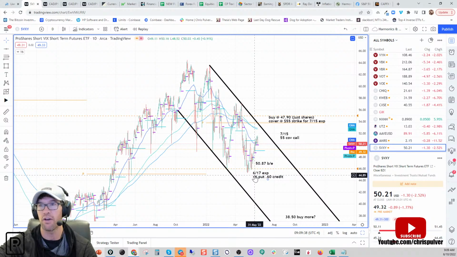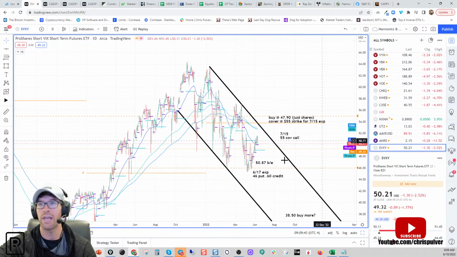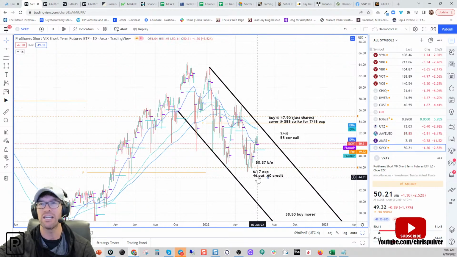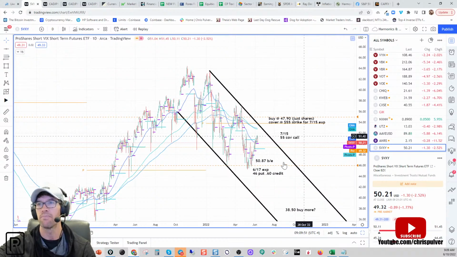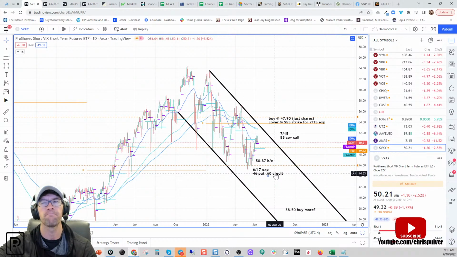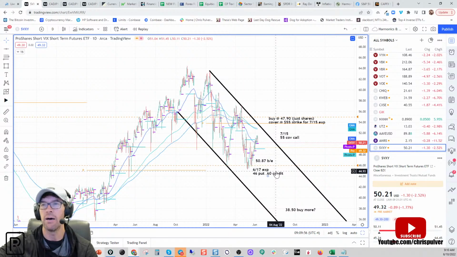I'd own the shares at 45.40, which is at a fresh low. Probably not a bad spot to do it, but I currently have shares at 50.87 with a covered call at 55. So I don't necessarily need to take on more shares of the SVXY. I'll see what that 60 cents credit is trading for today. If I could close it for maybe 20 cents or less, maybe 30 cents or less. I don't know.